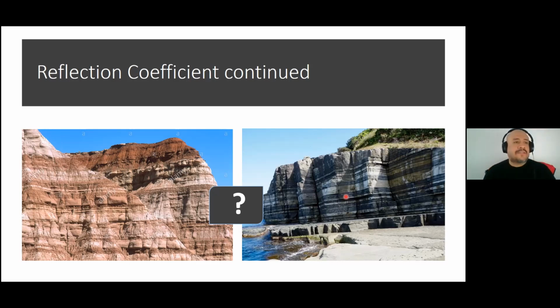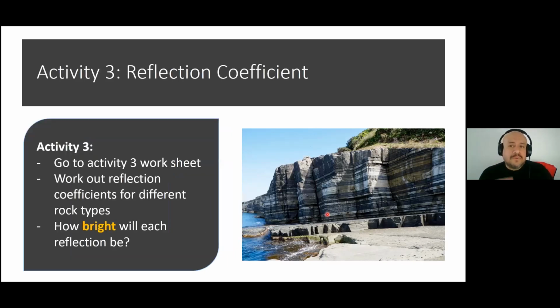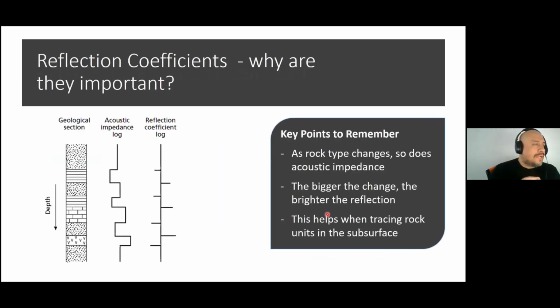Correct. So in this one, why? Because we have different rock types there. Okay, so you can go to activity 3, and you have a comparison there, and you can work out the reflection coefficients for different rock types. How bright will each reflection be? So if you want, you can go through that. And if you want, we can continue. You can check that, or do you have any questions about that?